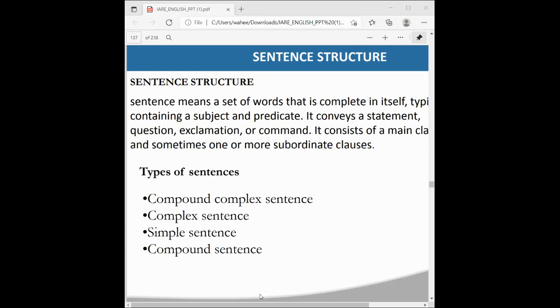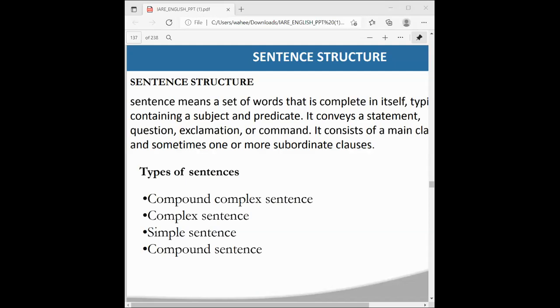Basic word order is subject, verb, and object. Like, I drink water. Here, I is the subject, drink is the verb, and water is the object. Understand? So basic word order is subject, verb, and object.